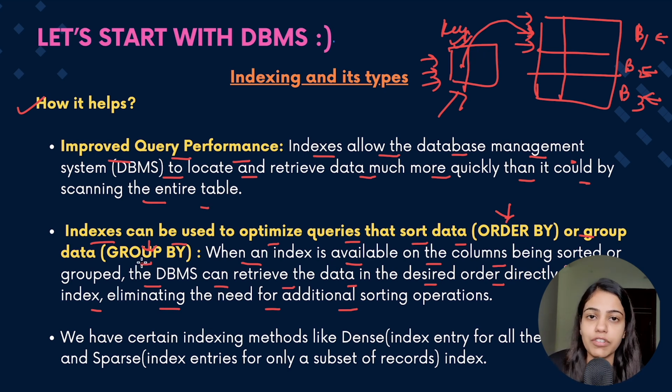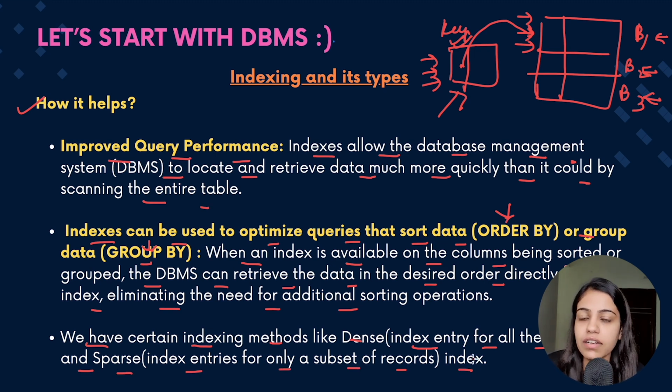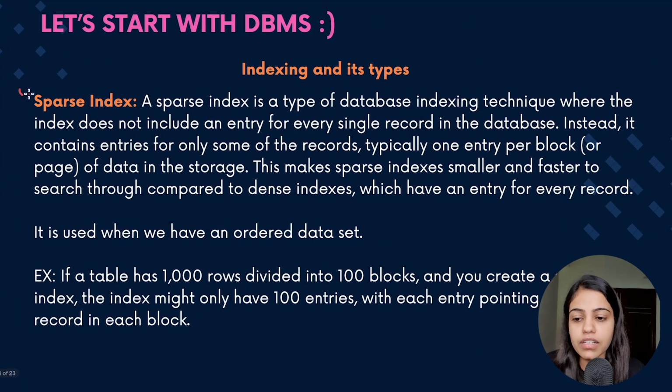Now we have certain indexing methods like dense indexing, where an index entry is present for all the records, and sparse indexing, where index entries are present only for a subset of records. So let's learn about dense indexing and sparse indexing, like how we can store a particular key as well as their search pointers in our index table in different methods. So the first one is sparse index.